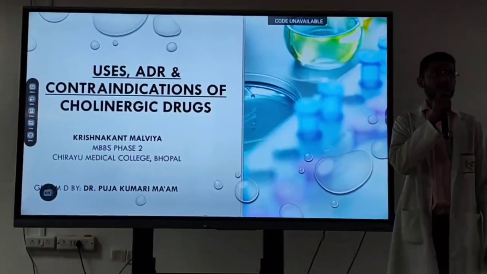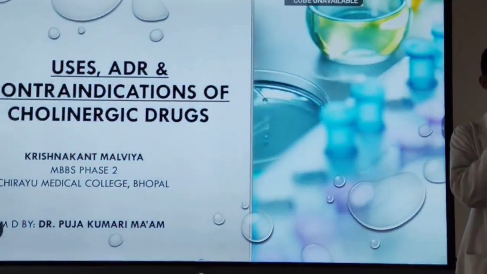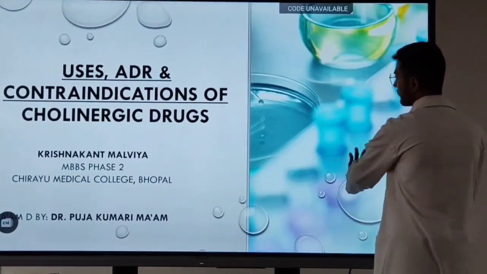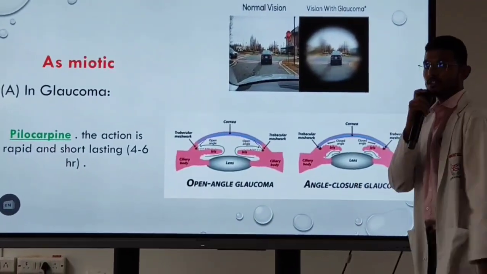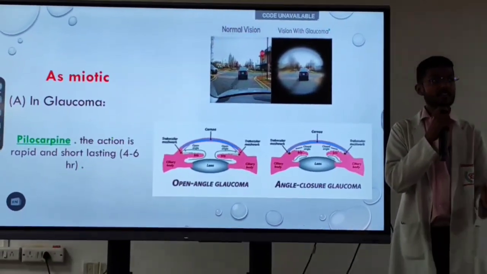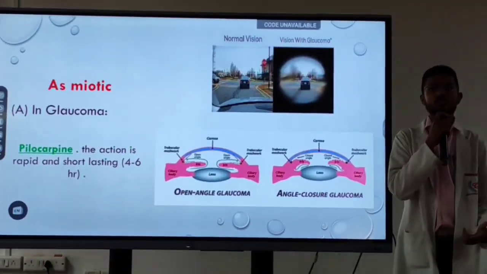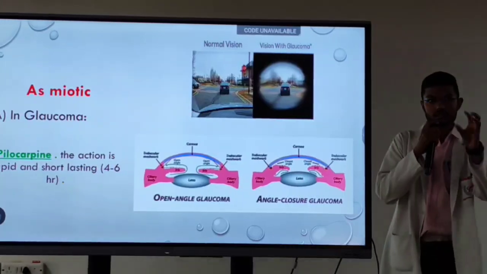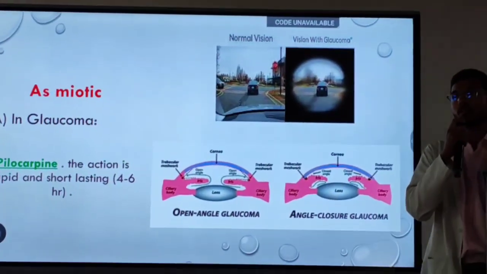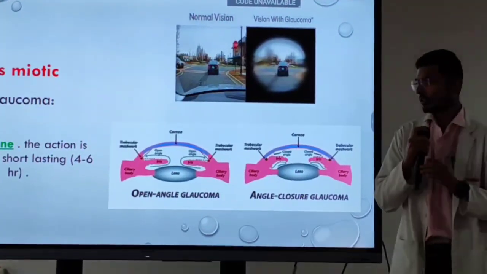And in the next 10 minutes, we will master the usage of cholinergic drugs and their mechanism of action. The first use of cholinergic drugs is as myotics, as in glaucoma. So first we should know what is glaucoma. This much we already know, that glaucoma is something in which the intraocular pressure rises.